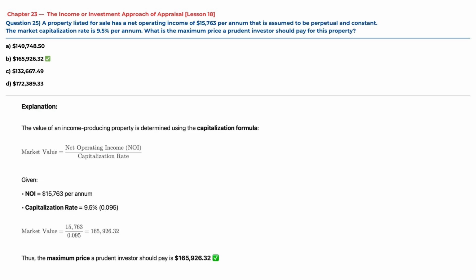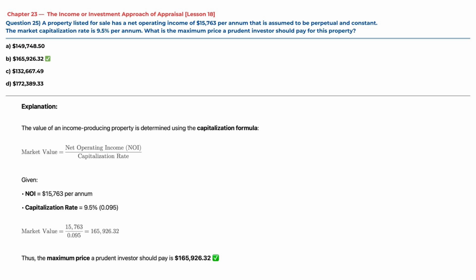Question 25. A property listed for sale has a net operating income of $15,763 per annum that is assumed to be perpetual and constant. The market capitalization rate is 9.5% per annum. What is the maximum price a prudent investor should pay for this property?